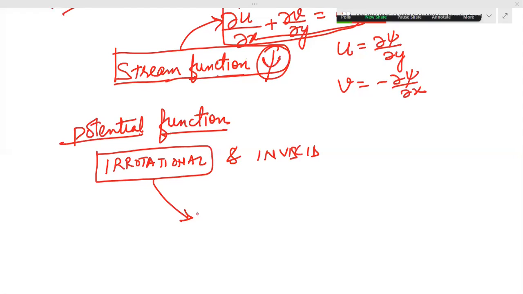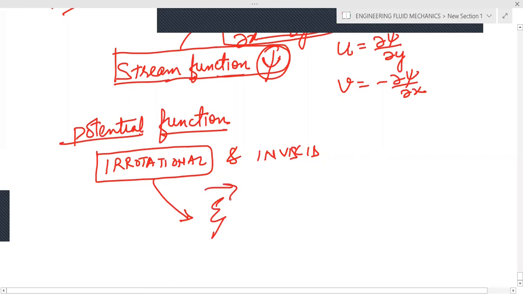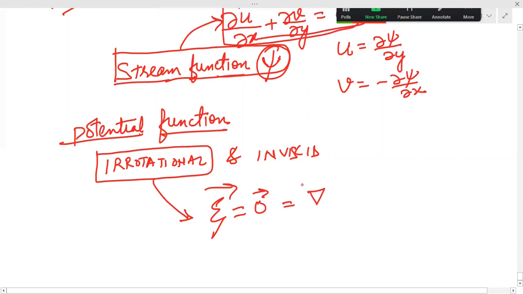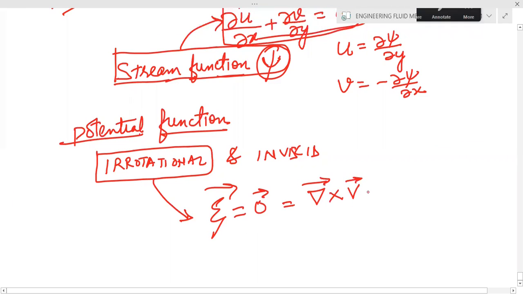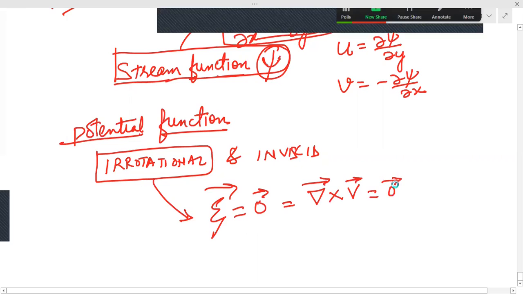Aditya. What should be equal to 0 for irrotational flow mathematically? Vorticity. Vorticity vector should be equal to a null vector. And what is the vorticity vector, if you remember? Del cross V vector. This should be equal to a null vector.